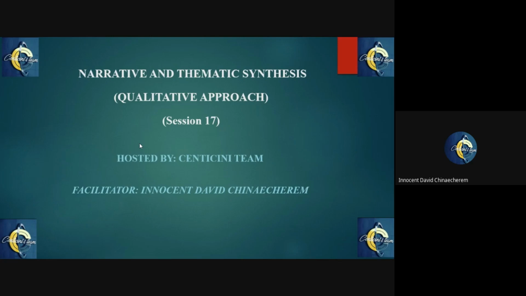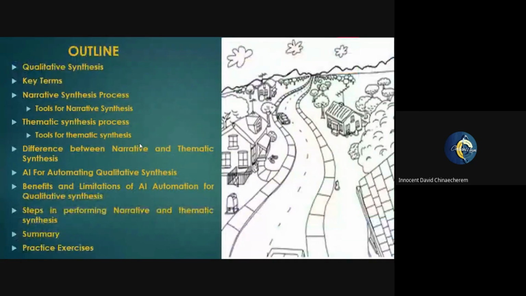Now, as usual, we're going to have our outline. We're going to start by talking about what is qualitative synthesis. Then we're going to discuss some of the key terms that are affiliated to this. Then we'll look at narrative synthesis, the process of narrative synthesis, and some of the tools that you can use in performing your narrative synthesis. Also, we'll look at what thematic synthesis entails and the tools as well, because sometimes we're going to see some of the differences between the narrative and the thematic synthesis.